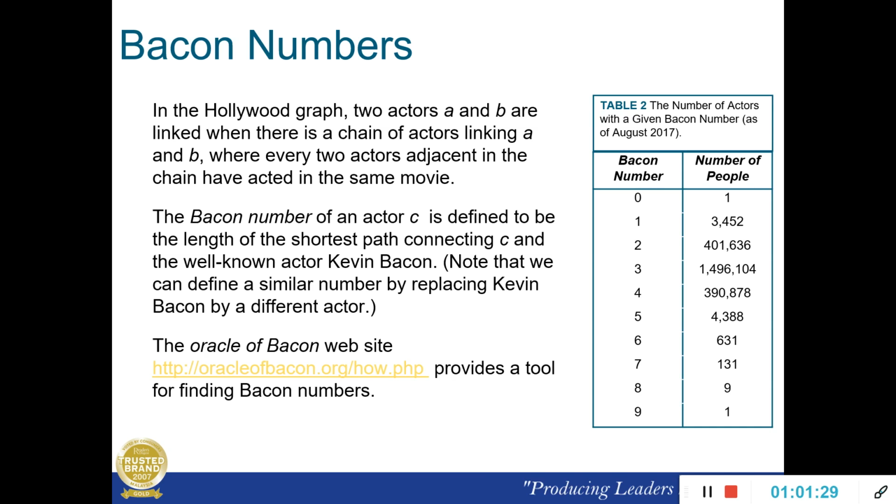Bacon numbers. In Hollywood, two actors A and B are linked when there is a chain of actors linking A and B, where every two actors adjacent in the chain have acted in the same movie. So in Hollywood, they have this Bacon number. It's not a kind of meat from a pig. The Bacon number is from the actor Kevin Bacon. This is an old school actor, not a new one. So the Bacon number of an actor C is defined to be the length of the shortest path connecting C and the well-known actor Kevin Bacon. Note that we can define similar numbers replacing Kevin Bacon with a different actor as well.